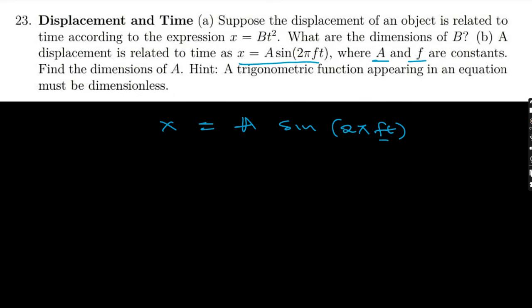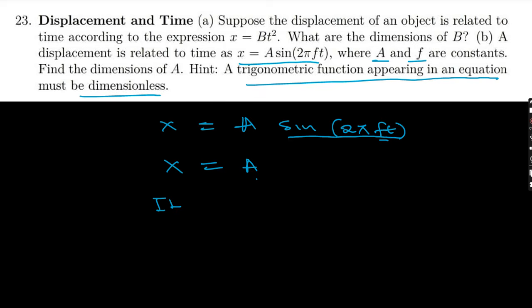We already know that the trigonometric function appearing in the equation must be dimensionless. That means all these parts, because the sine is being multiplied by everything here, are going to be dimensionless, and the dimensionless part is always eliminated. So we're going to have x is equal to a. Now what does this mean? It means that the dimensions of x and the dimensions of a are equal. Since the dimensions of x is L, the dimensions of a will be L.